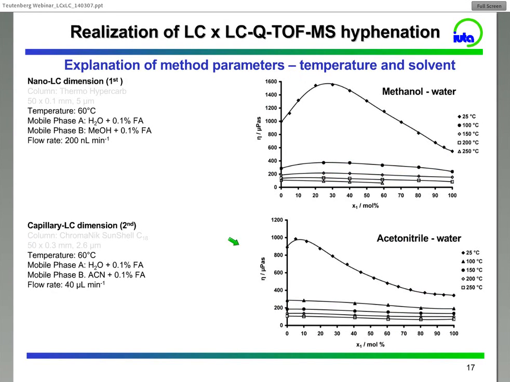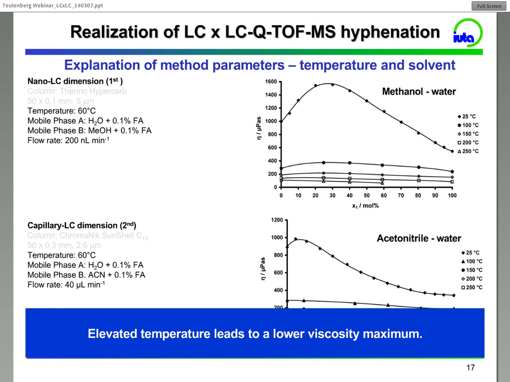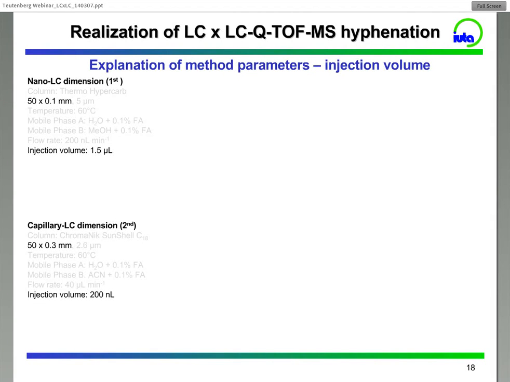The second dimension we really need to optimize in terms of speed, and therefore we used acetonitrile water, which has a much lower viscosity maximum during the solvent gradient. You can also see the flow rates we used, 200 nanoliters per minute in the first dimension, 40 microliter per minute in the second dimension, as I showed you before. Generally, elevated temperature leads to reducing the viscosity maximum.